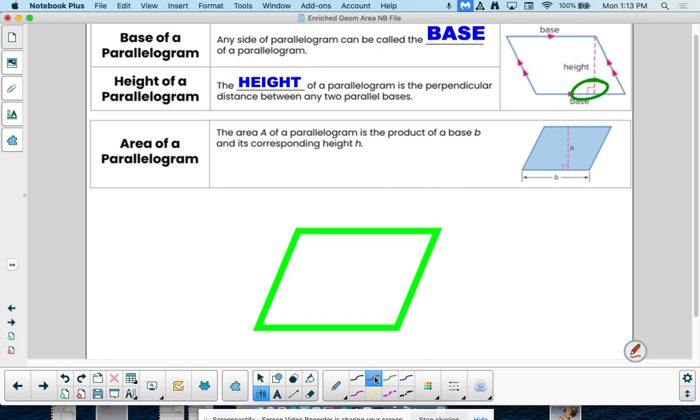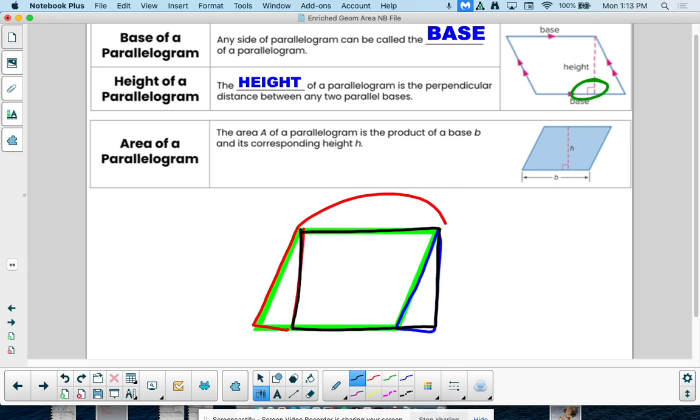Can we agree this is a parallelogram right here? If I were to make this little right triangle and move it right there, so I took this red triangle and moved it there, what shape did I just make? A rectangle, right? I just rearranged my parallelogram. How do you find the area of a rectangle? Length times width? Yeah, but we're just gonna say base times height. Just remember a parallelogram is a rectangle, like slanted. It's pushed over. So base times height.